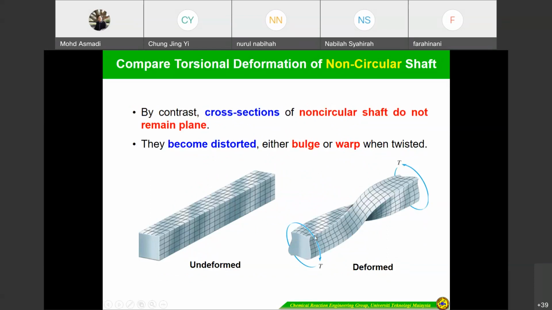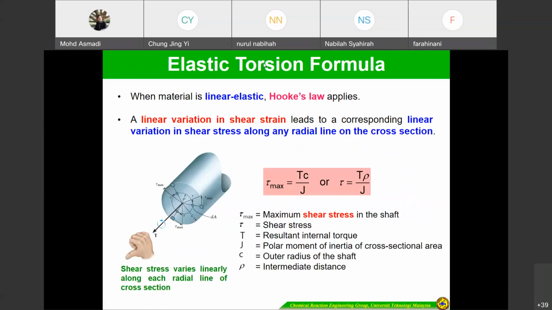So how can we calculate the torsion formula, and also the shear stress? Of course, we have to use Hooke's law. That is important. For the elastic torsion formula, the material is linear elastic, so we apply Hooke's law. The linear variation in shear strains leads to a corresponding linear variation in shear stress along any radial line.